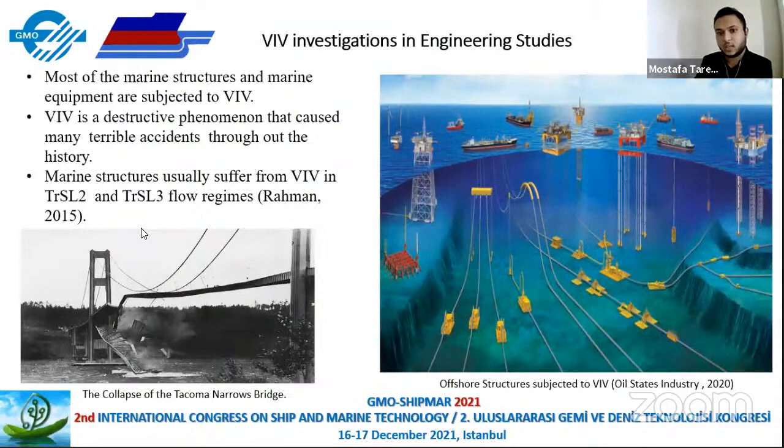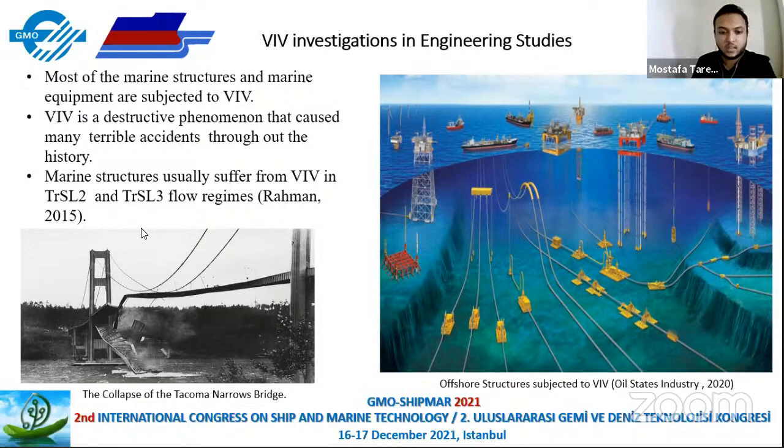So why are we investigating such a phenomenon? As we know, most marine structures and marine equipment are subjected to currents and waves. That's why they would be subjected to VIV, vortex-induced vibration. Vortex-induced vibration is a destructive phenomenon that has caused a lot of accidents throughout history. That's why we're trying to avoid it.